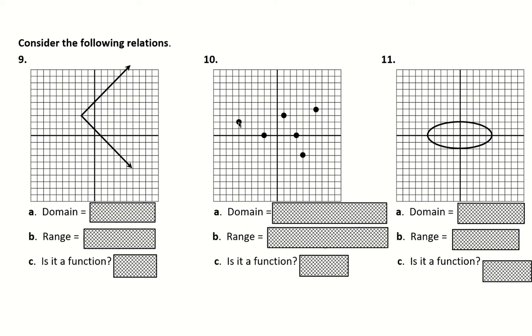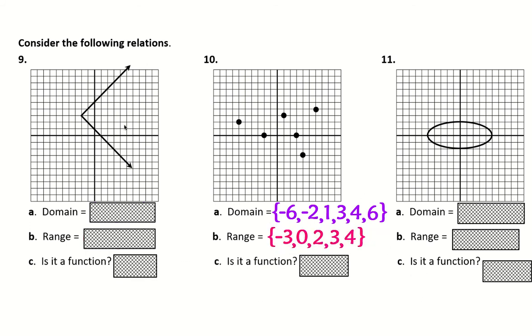So every single one of these points that make this graph has its own x value. And so you just write those down. This dot had an x-coordinate of -6, -2, +1, +3, +4, and +6. Just like all those points had their own y values. I guess I started here, so this one had a y value of -3.